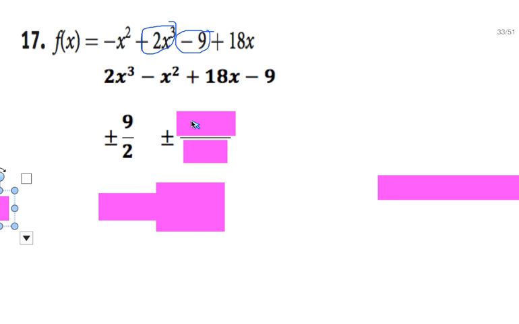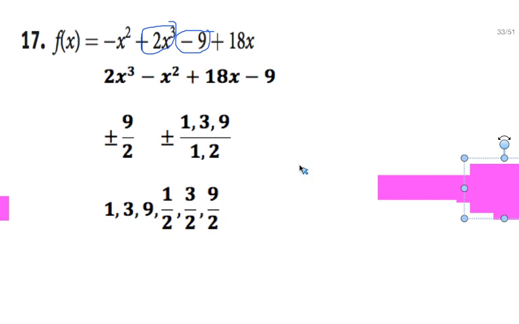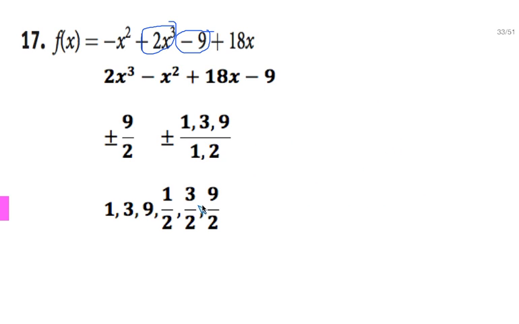And then all the factors of 9 are 1, 3, and 9. And then all the factors of 2 are 1 and 2. And if I divide each of those by 1, I get 1, 3, and 9. If I divide each of them by 2, I get 1 half, 3 halves, and 9 halves. All right, let me delete these real quick. So that's essentially all we're doing here, figuring out the possible x-intercepts. We're not saying we have an x-intercept in each of those locations. Those are just the possible ones. Now, don't forget that these can be negative or positive, okay?